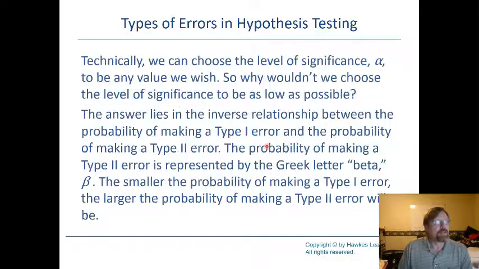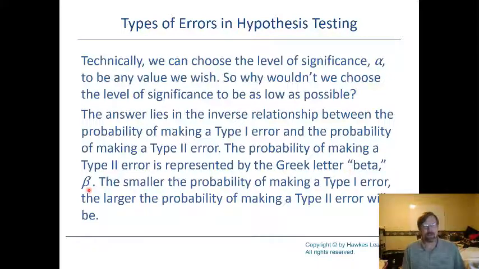We can really choose any significance level we want. Why wouldn't we want it to be as low as possible? Because that increases the chances of committing a type 2 error, which again was failing to reject a false null hypothesis. This one they call beta.